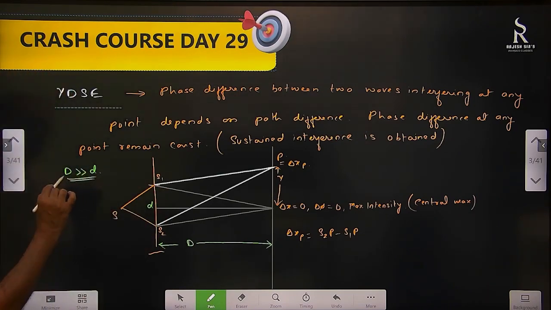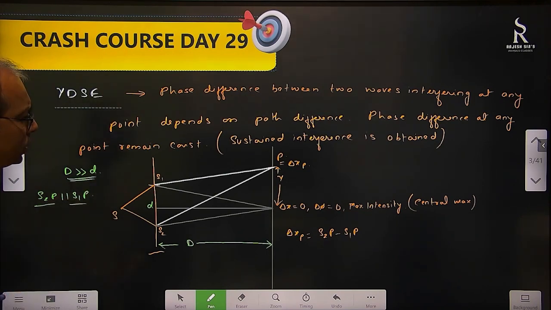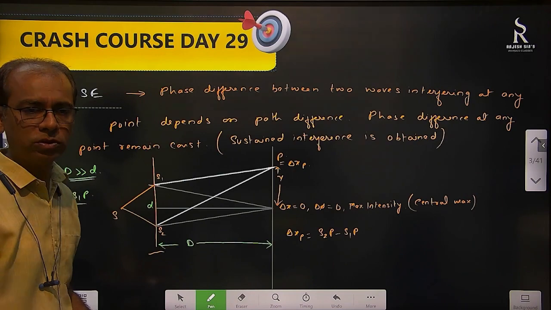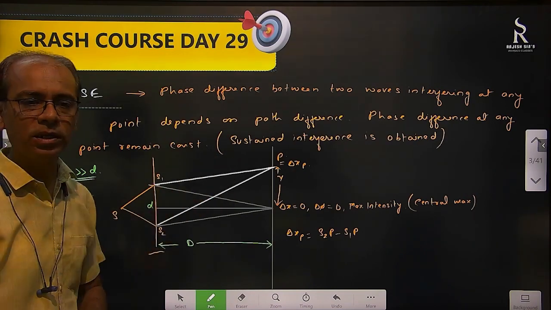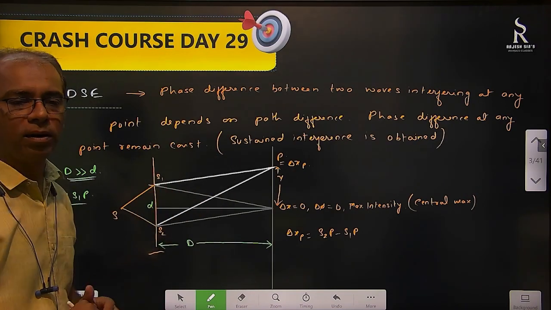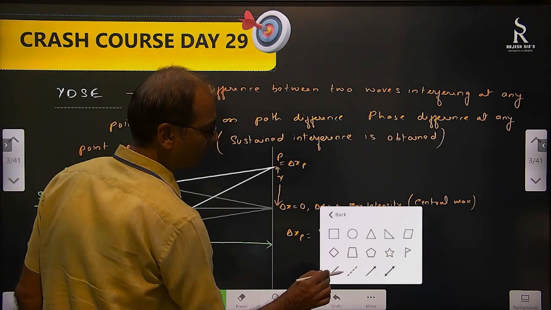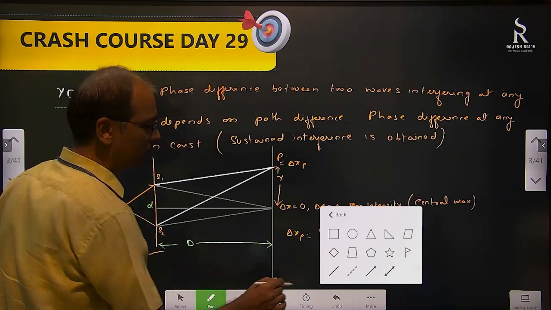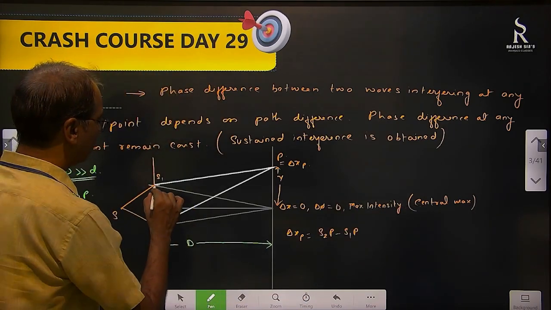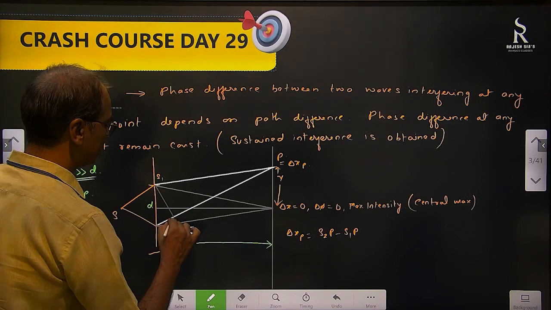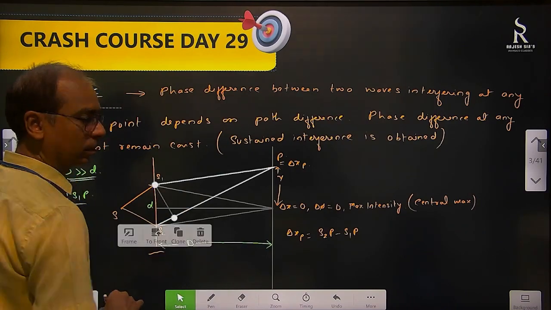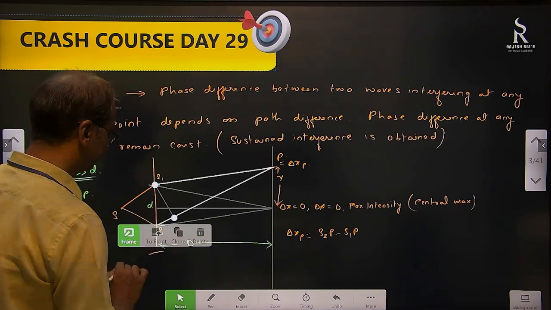Since D is very large as compared to d, S2P is almost parallel to S1P. So I have to just find out how much larger S2P is than S1P. How to do that? If these are parallel rays, we drop a perpendicular from S1 onto S2P. Okay, I dropped the perpendicular.